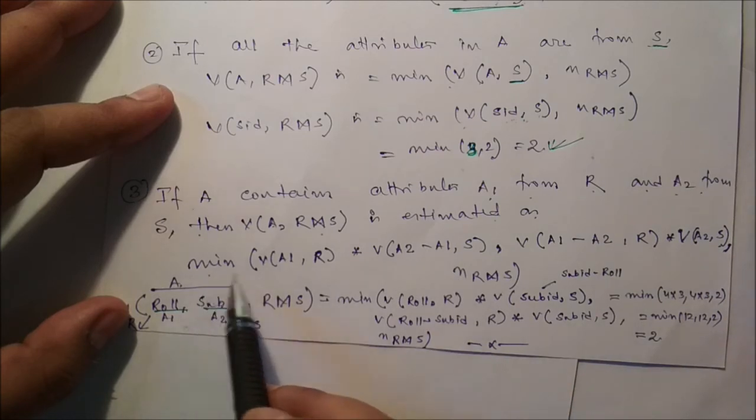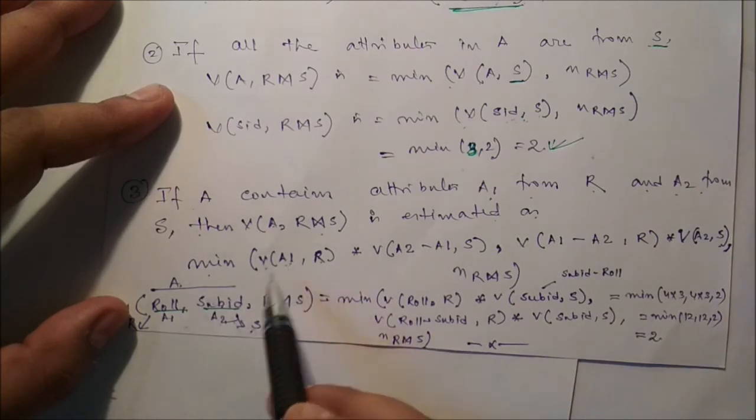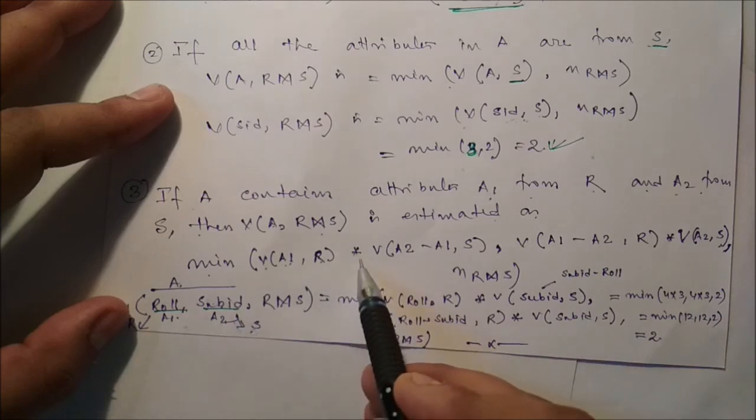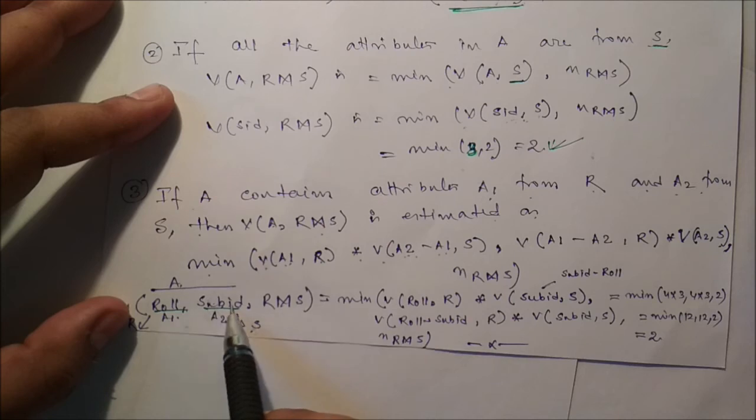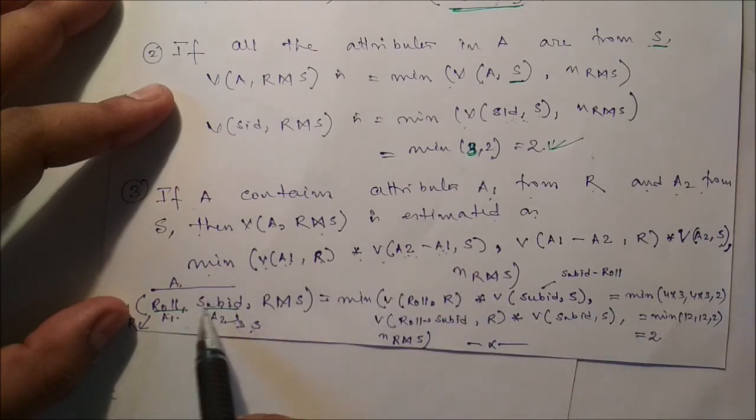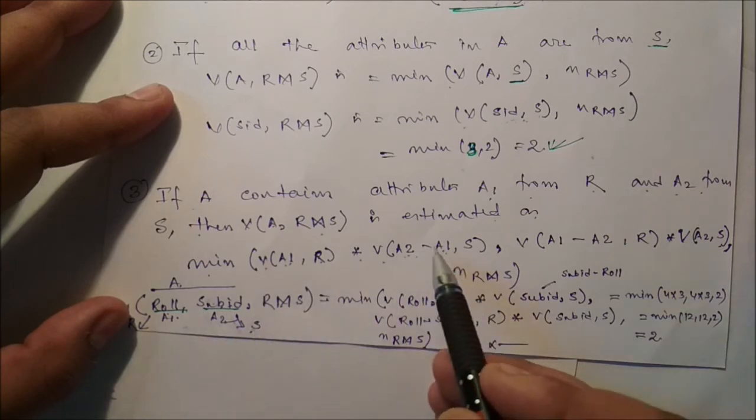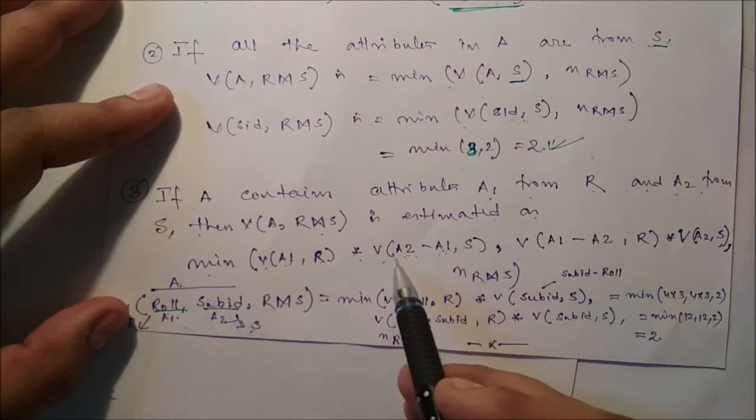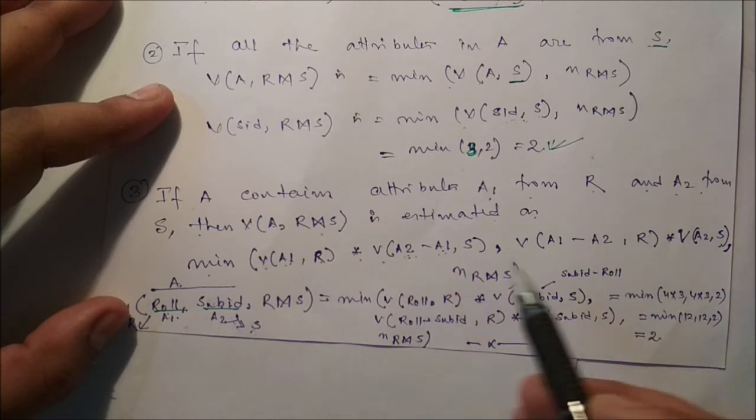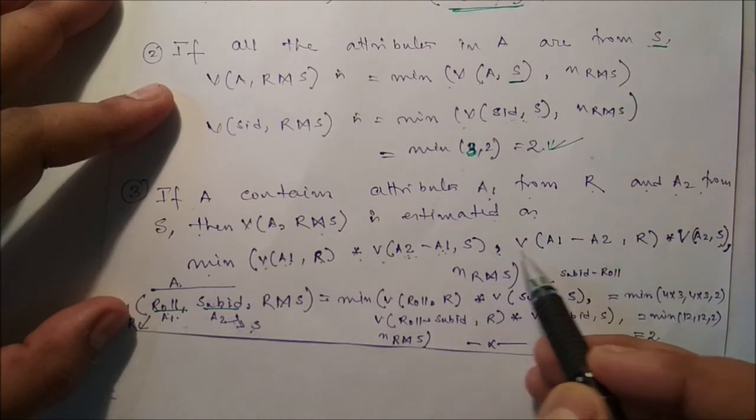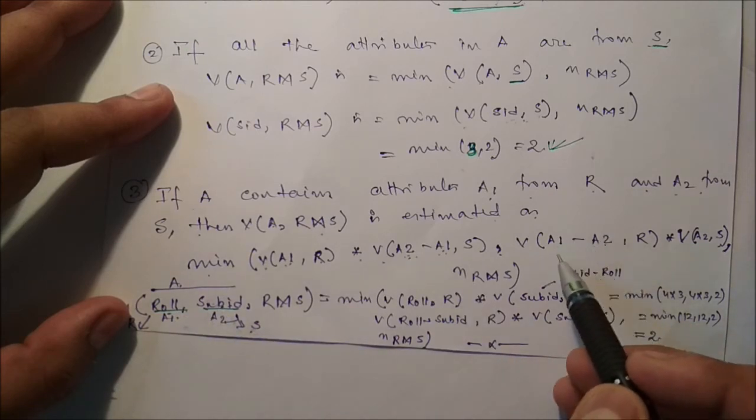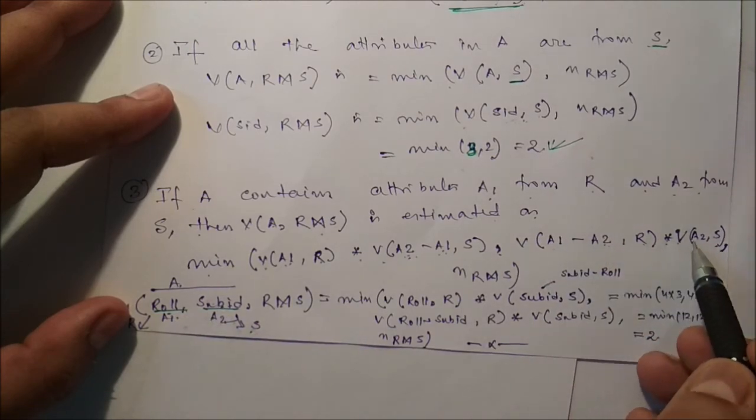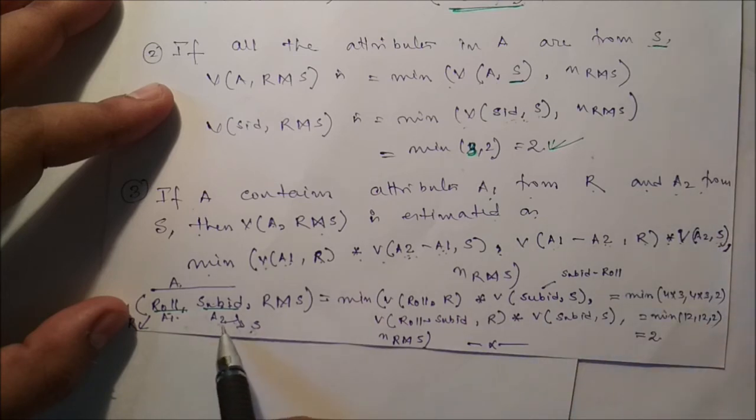You just see, minimum of V(A1, R). What is A1 here? Roll number, into V(A2 minus A1). A2 is nothing but our subject ID, and A1 is roll number. If some common attributes are there, say, but here no common thing is there, so it will be nothing but our A2. A2 minus A1 is nothing but A2. Here it is A1, then A1 minus A2, but nothing is common. That means V(A1, R) into V(A2, S). A2 is from S.